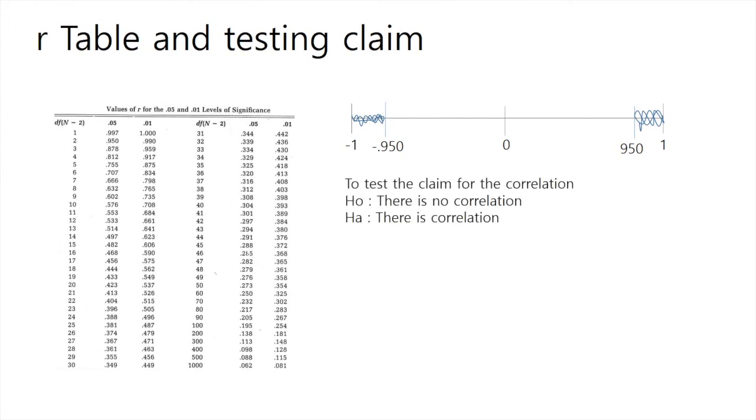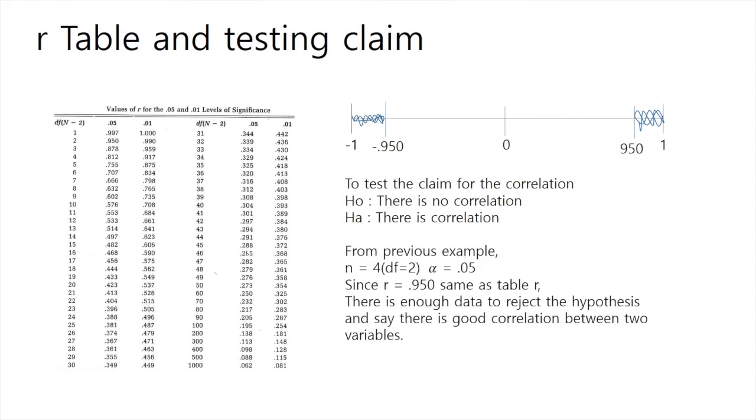To test the claim for the correlation, the null hypothesis would be that there is no correlation, and our claim would be that there is correlation. Using the same example, when n is 4, degrees of freedom 2, and alpha is 0.05, when we have a calculation that r equals 0.950, same as the r from the table, we can say that there is enough data to reject the hypothesis and say that there is good correlation between two variables.